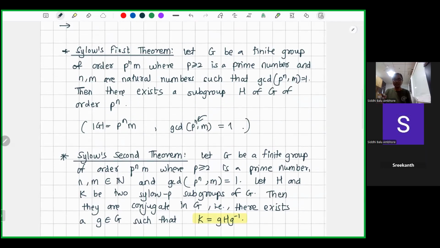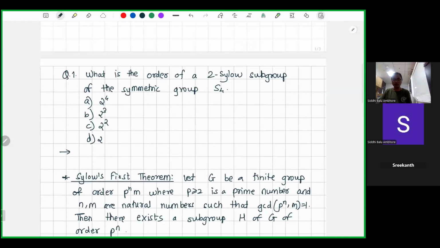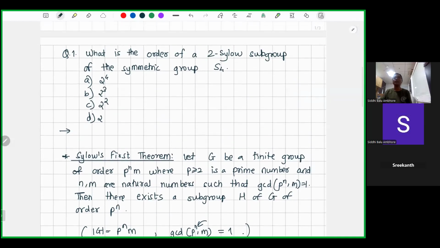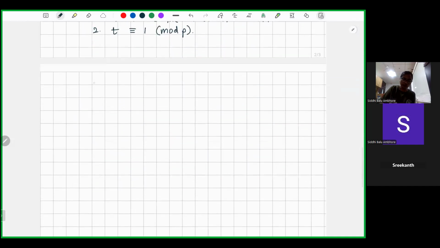Okay, so this is the information we have for Sylow's theorems. And now we are going back to this statement. They are asking what is the order of the 2-Sylow subgroup of the symmetric group S4. So what is the cardinality of S4? In general, we know that the cardinality of Sn is n factorial, right?